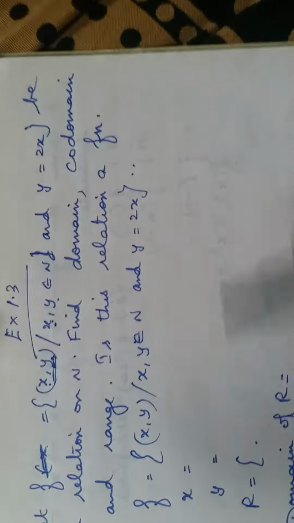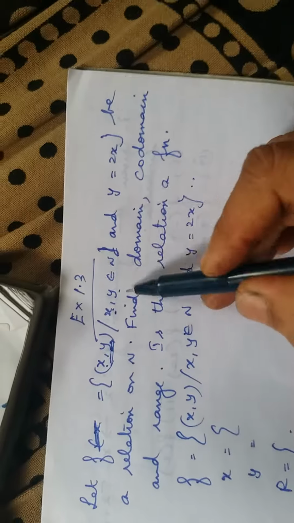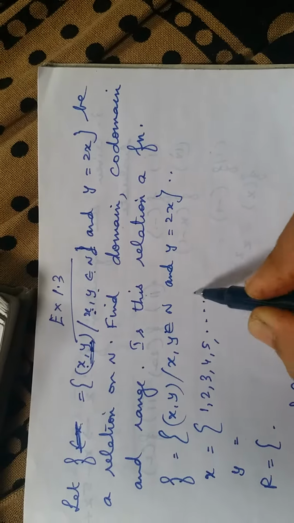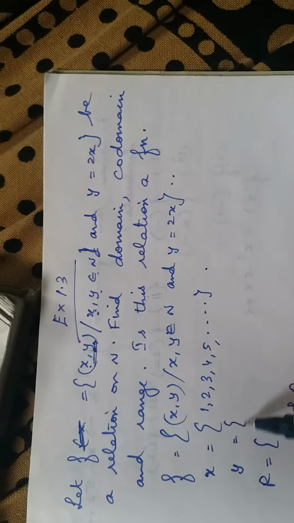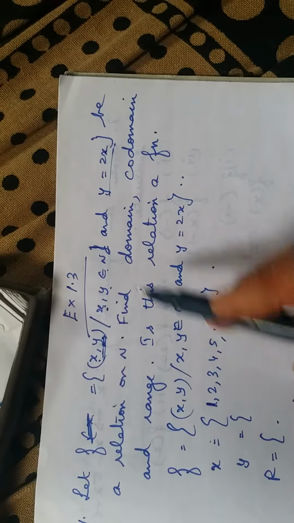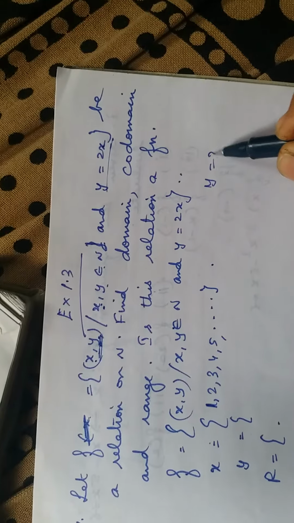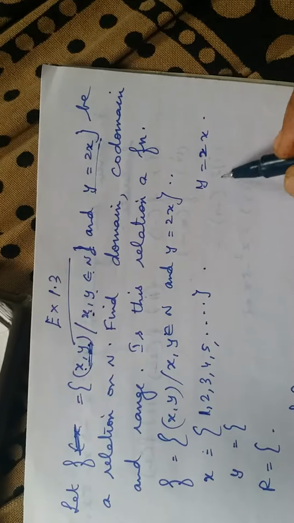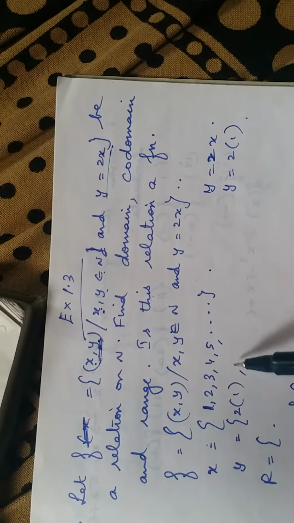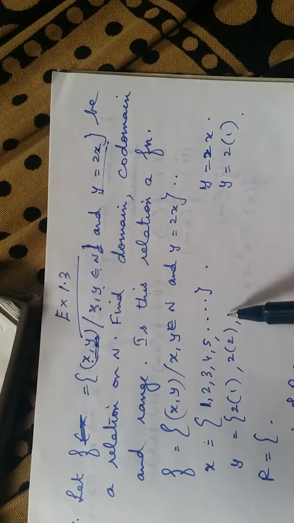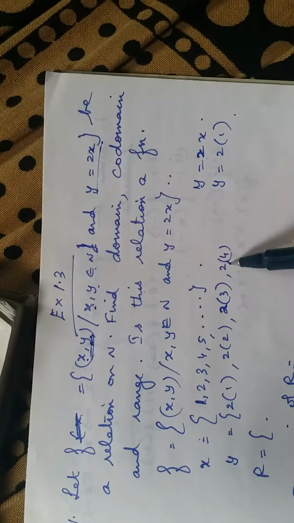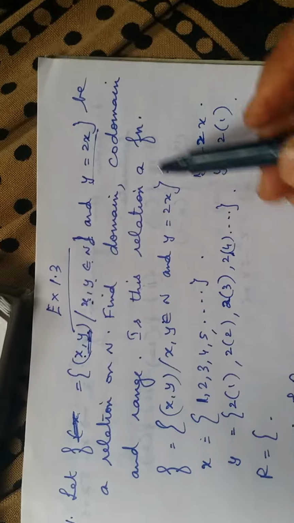So y = 2x. x is a natural number, so it starts with 1, 2, 3, 4, 5 like that, and goes on up to infinity. In the place of x you substitute this value so that you get y. So y = 2 × 1 for the first value, 2 × 2 for the second value, 2 × 3, then 2 × 4, like that. You multiply with the values of x because y = 2x.